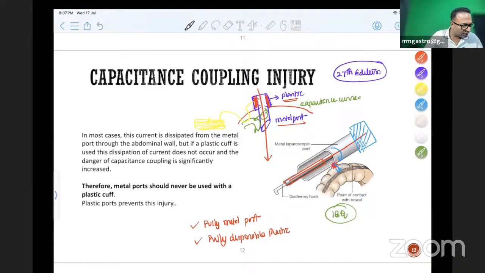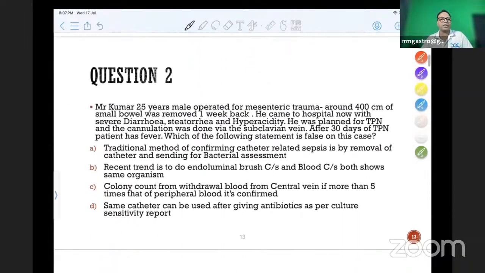Okay. So what about that bowel leak? Treatment of bowel leak is immediate laparotomy. No more discussion at all. When there is a bowel leak in a laparoscopy case, we have to operate as early as possible. Otherwise, the patient will go for peritonitis and the patient will die. So this is like a perforation case only.